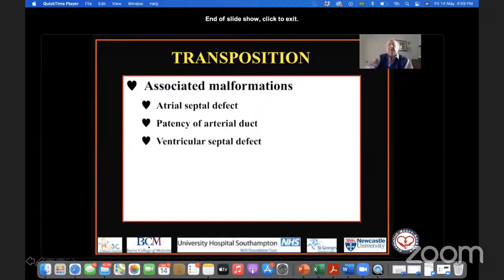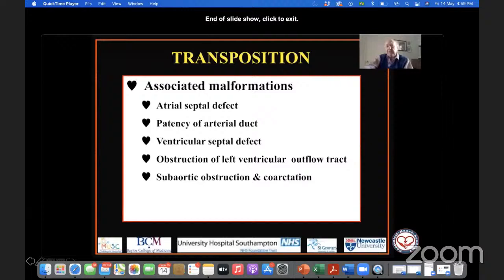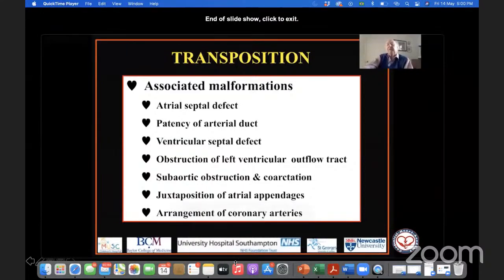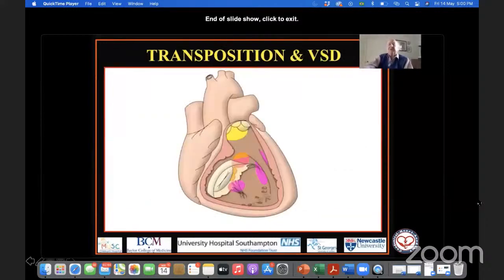Perhaps the most important is the ventricular septal defect, so we're going to spend quite some time looking at that. But remember, we can have obstruction of the left ventricular outflow tract. We can have obstruction of the right ventricular outflow tract. Diane's going to show you a nice example of that, and that is associated with coarctation. You should remember that we can find juxtaposition of the atrial appendages. We're going to look at that, but we're going to finish off by looking at the arrangement of the coronary arteries. But to start, we're going to look at the ventricular septal defect.